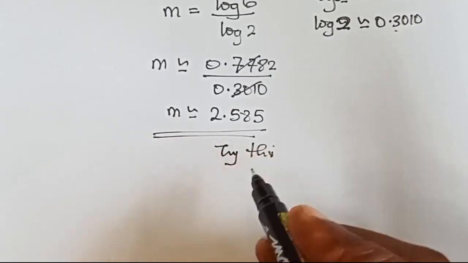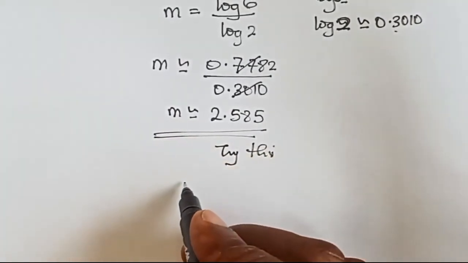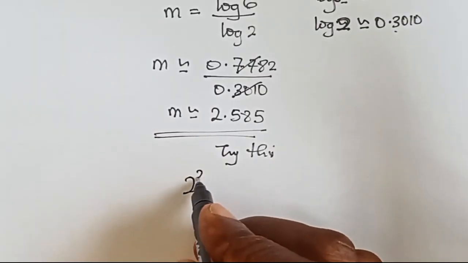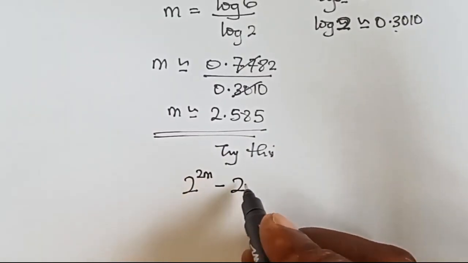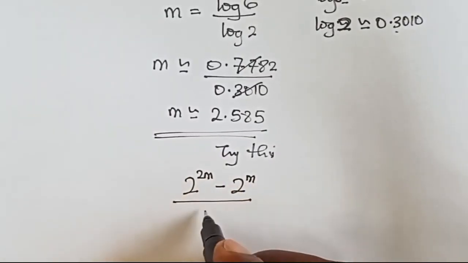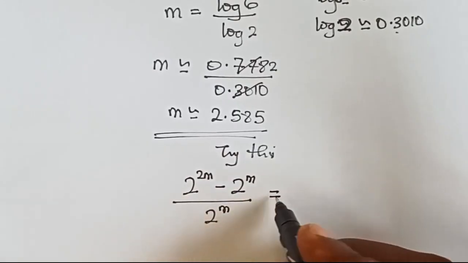Let's try this. Okay, so let's solve 2 raised to power 2m minus 2 raised to power m over 2 raised to power m equals to 3.